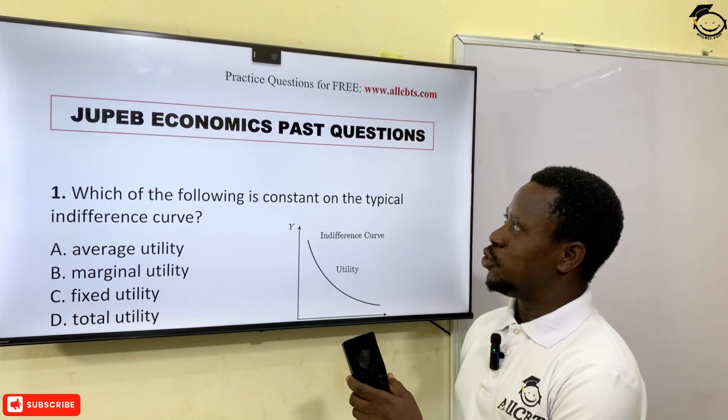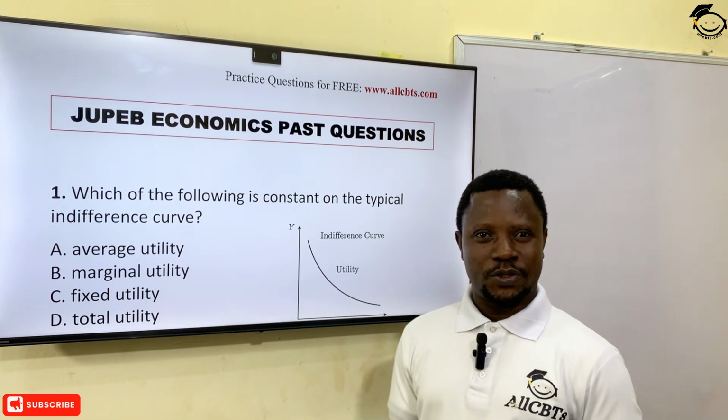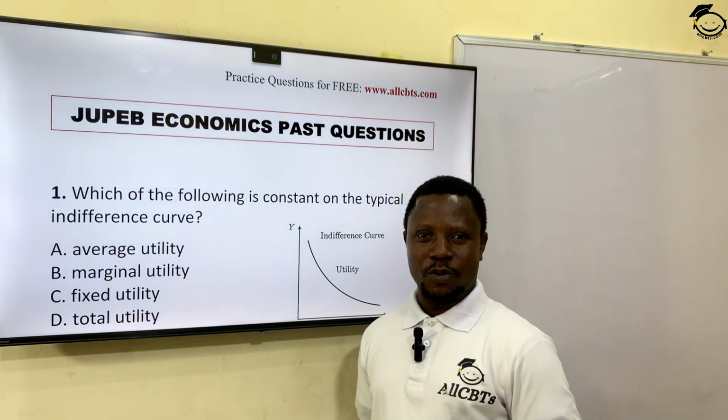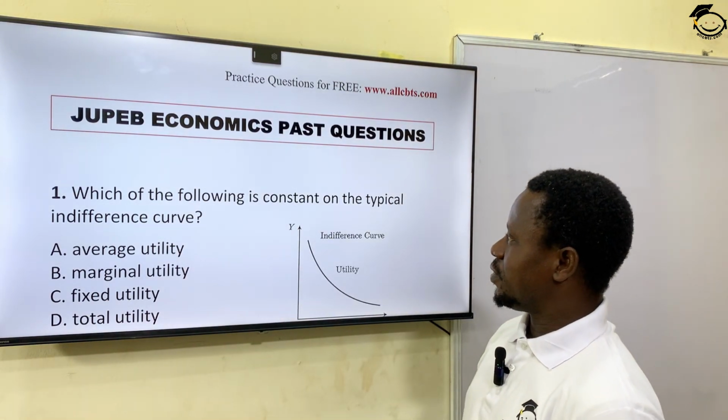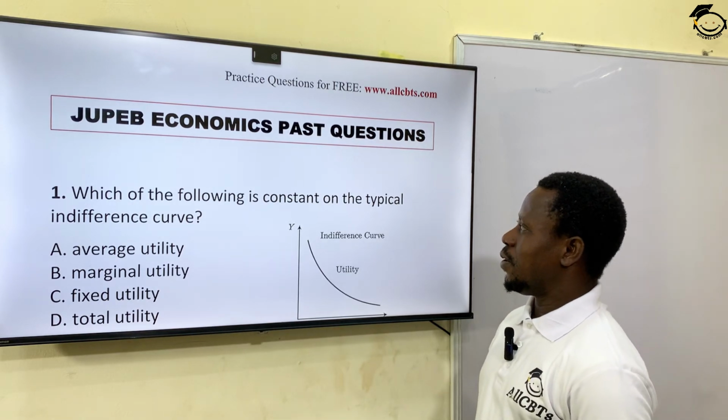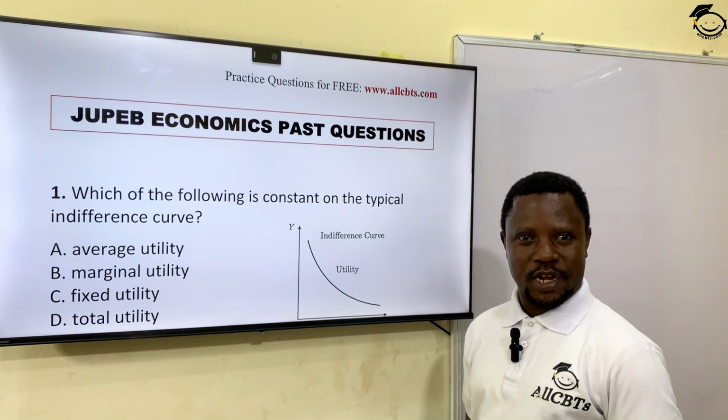Today we are looking at JUPEB Economics past questions. Please settle down and come along with me. Let's start with this. Which of the following is constant on the typical indifference curve?